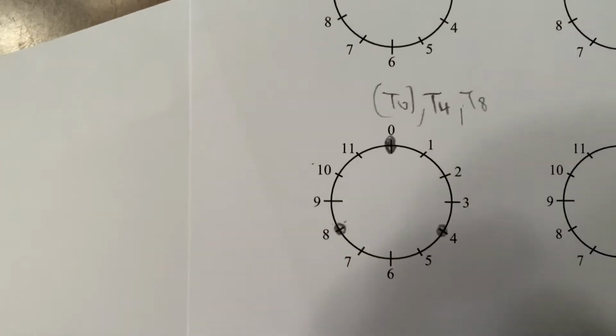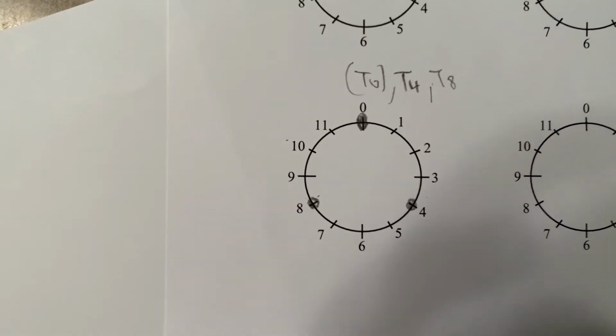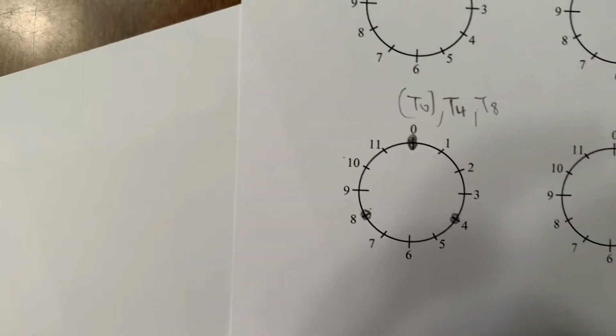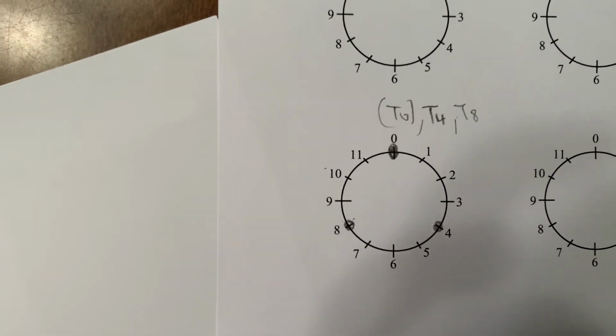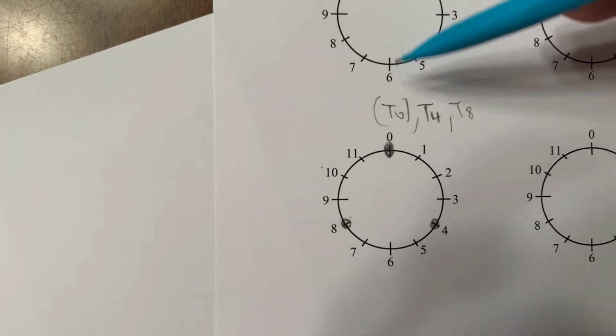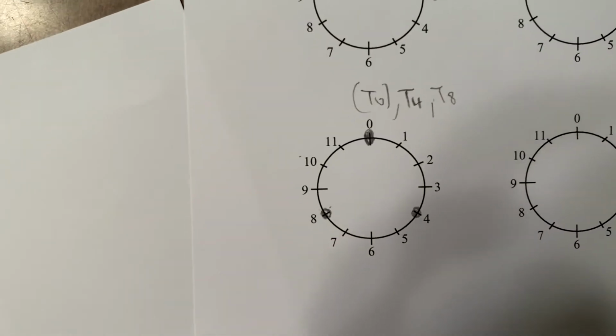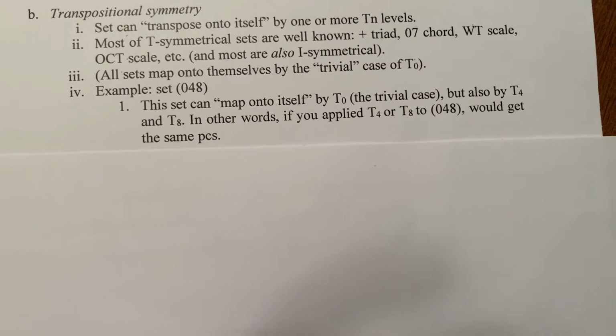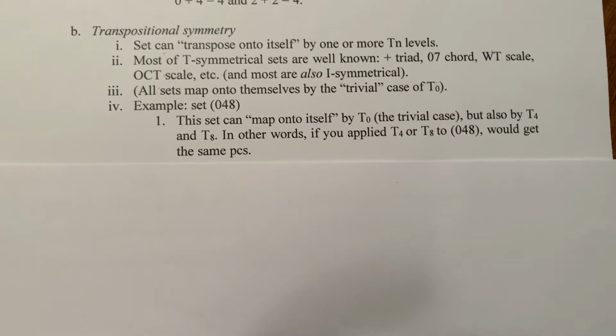So that's what transpositional symmetry is. It's much rarer, and it's a really special case. And most of the ones that have transpositional symmetry, other than, of course, the trivial one, are really well-known things. It's like a special situation. So I think that's what I probably put over here. Yeah, T4 and T8, you'd also get the same. So we have the trivial case of T0. We also have T4 and T8. So that's an example of transpositional symmetry.